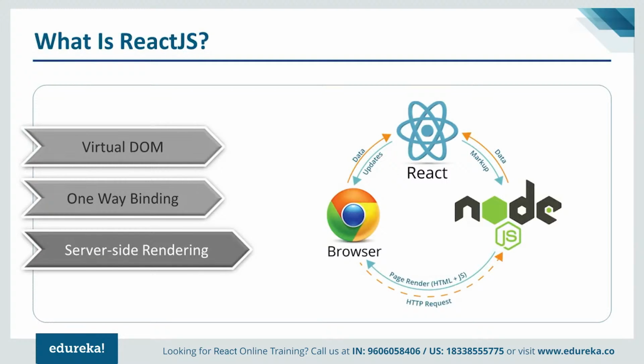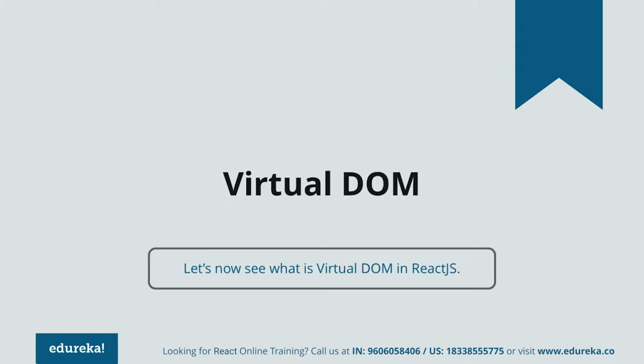So if you see in this diagram, we are showing a combination of browser, React, and Node.js, which is one of the JavaScript-based server-side technologies which can be used to define APIs and also to help in defining the overall layout from the server. So this is one of the key areas why ReactJS has been very popular in recent times. Now let's move forward and let's try to again get an insight into the virtual DOM.